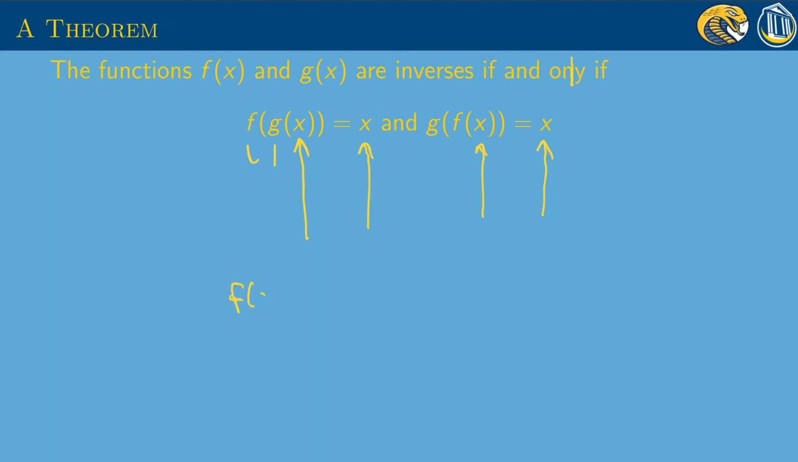And this should work for any value of x that we could plug into this, which is to say that f of g of 2 should equal 2, and g of f of negative 1 should equal negative 1, assuming that negative 1 is in the domain of f, that 2 is in the domain of g, and that the output is in the domain of the other function.